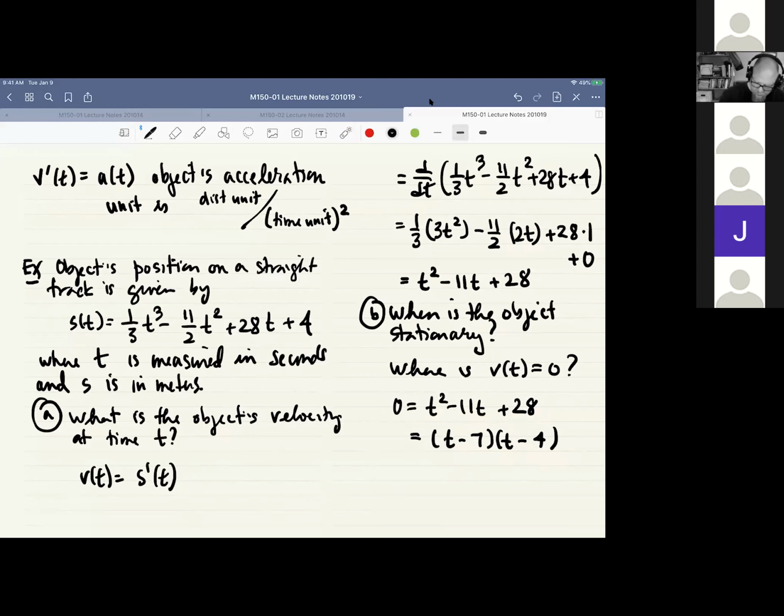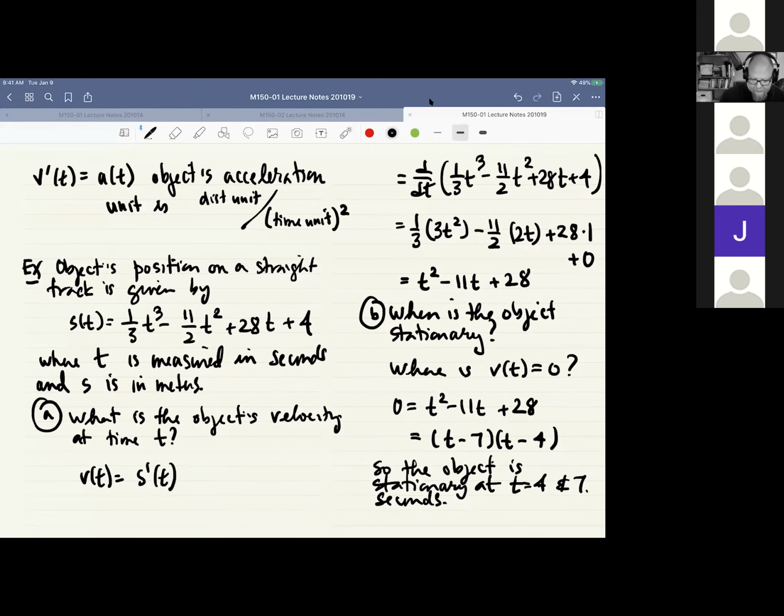And so we can see that the object is stationary at t equals 4 and 7. And maybe I should put the word seconds.